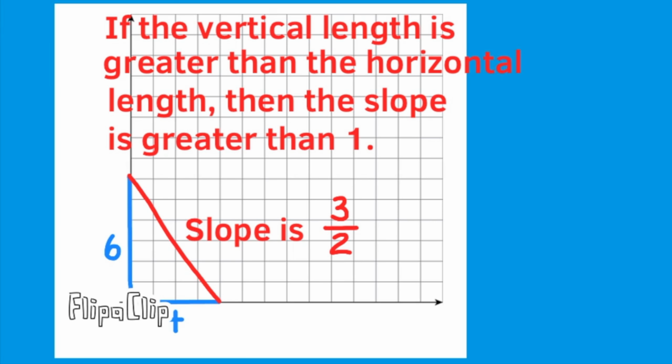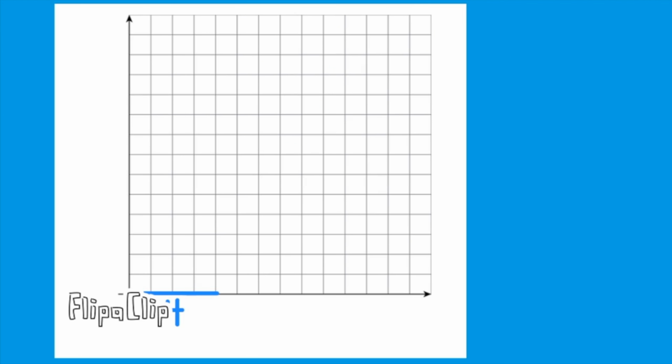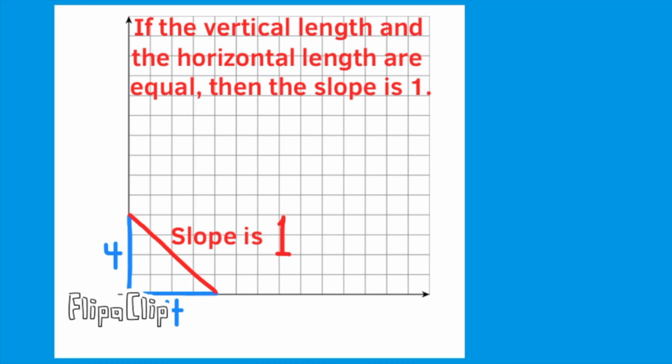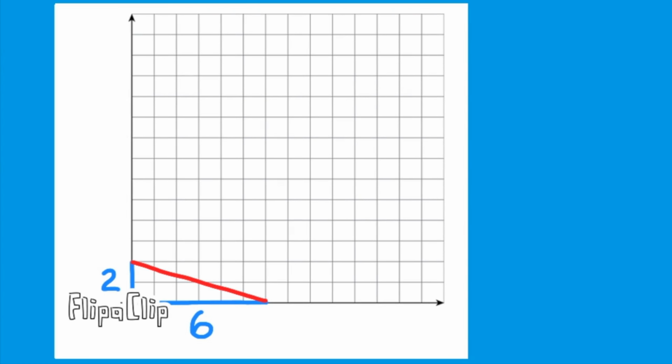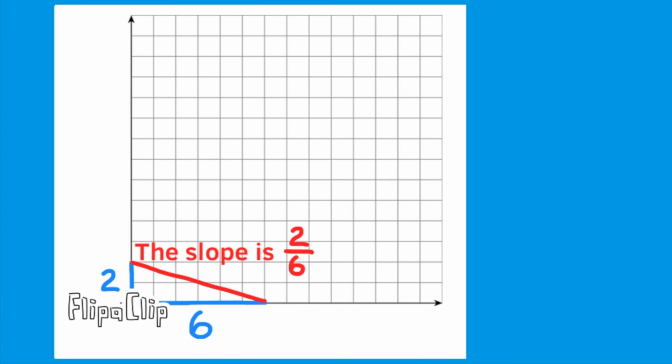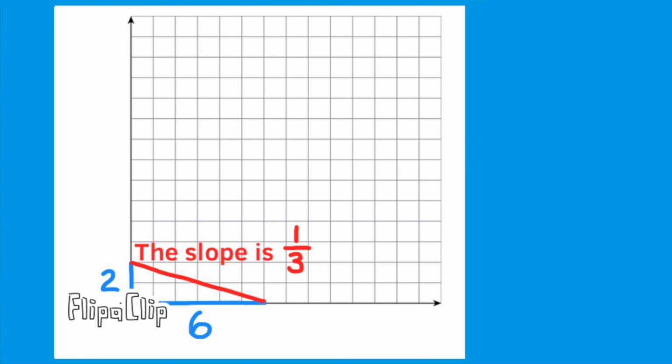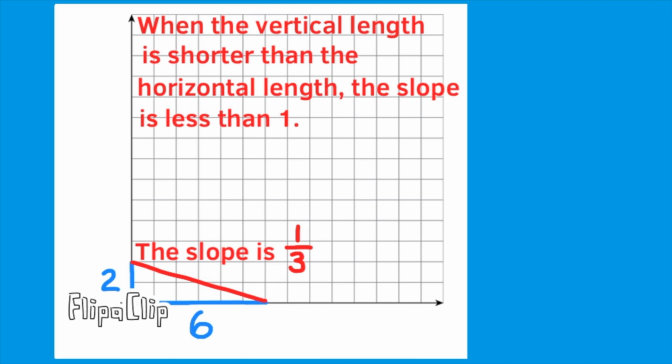If the vertical length is greater than the horizontal length, then the slope is greater than 1, like this example. Let's try another one with a horizontal length of 4 and a vertical length of 4. This slope would be 4/4, or 1. If the vertical length and the horizontal length are equal, then the slope is 1, like in this example. In this last example, the horizontal length is 6 and the vertical length is 2. This would have a slope of 2/6, which can be reduced or simplified to 1/3. When the vertical length is shorter than the horizontal length, the slope is less than 1, like in this example.